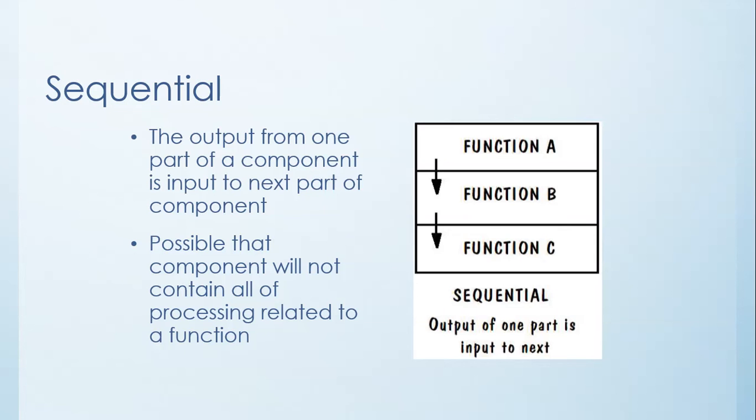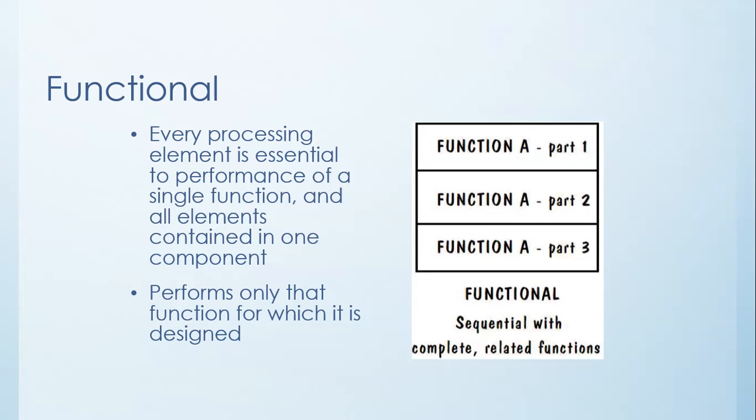Getting to a higher level of cohesion is sequential cohesion. The output from one part of a component is input into the next part of the component. It's possible that the component will not contain all of the processing related to a function. So now we're actually passing data from one to the next. Finally, this is the highest level of cohesion that you can have, which is functional cohesion, where every processing element is essential to performance of a single function, and all elements are contained in one component, and it performs only that function for which it was designed.